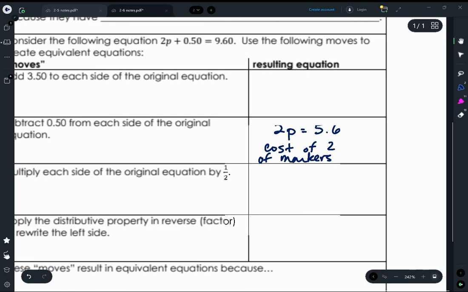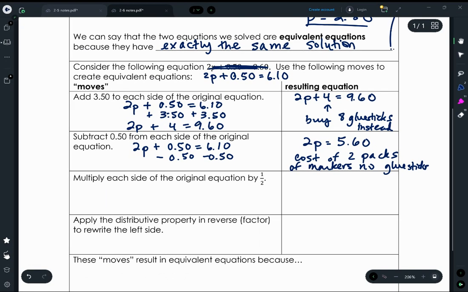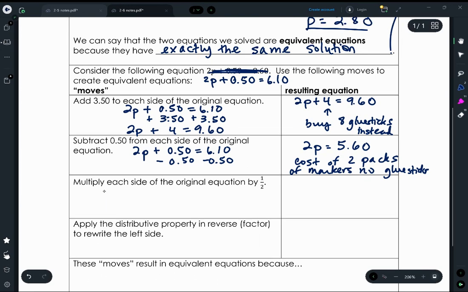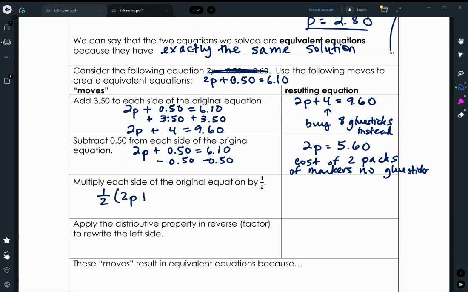Whoa, we got that really big here. Multiply each side of the original equation by 1/2. All right, so we're going to do 1/2 times our original, which is 2p plus 0.5 equals 6.10. So I'm going to multiply the left side by 1/2, and we're going to have to distribute it. I'm going to have to also multiply the right side by 1/2.